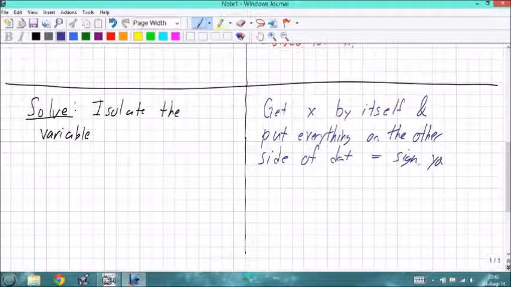So to solve, isolate the variable, that's the Mathanese definition, and then the more English definition, the one we're better able to understand, or teenagese as a lot of people call it, is get x by itself and put everything else on the other side. So that is Cornell Notes in a nutshell.